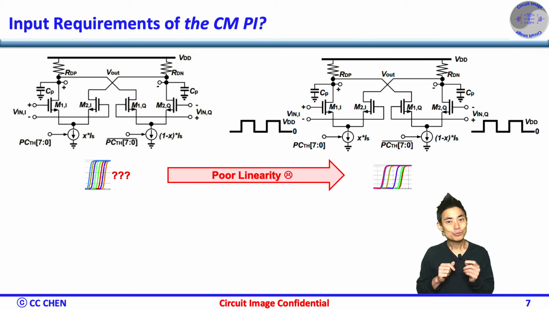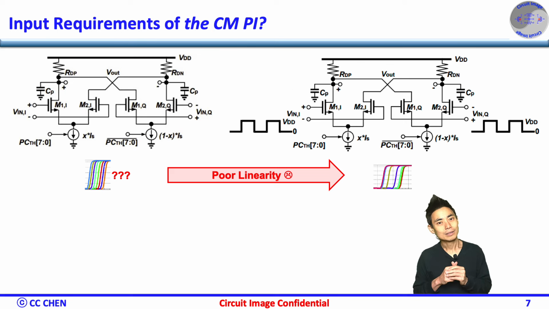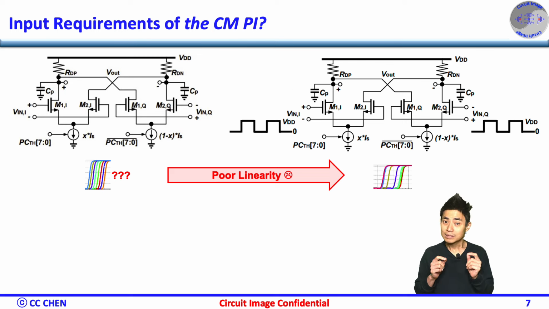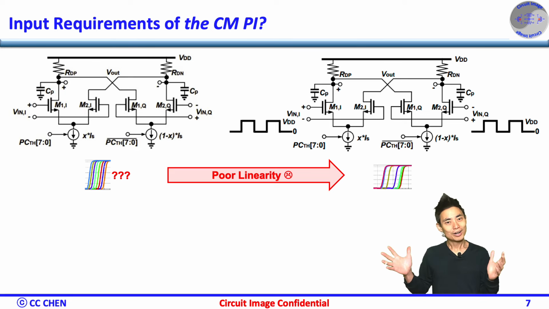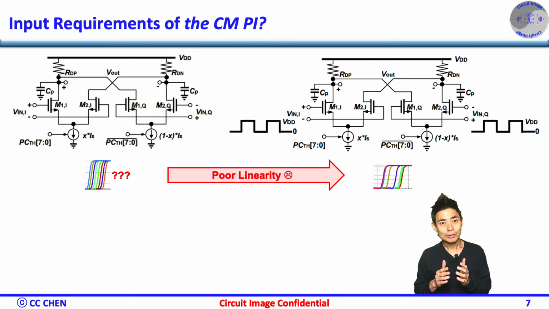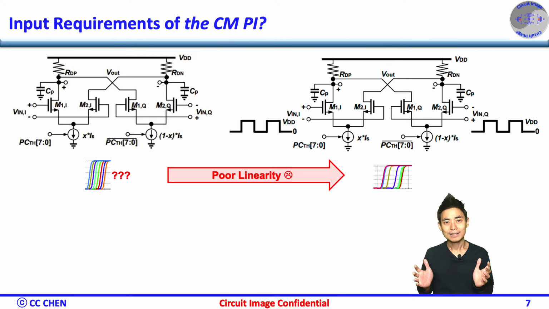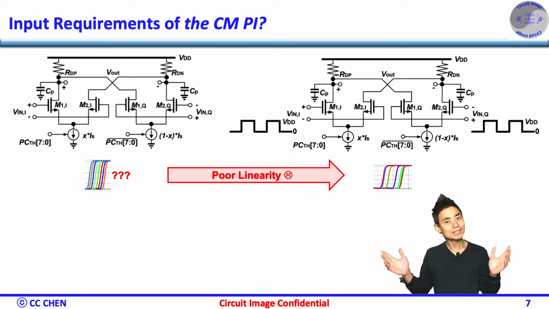Yes, last time we implied the input of the CML PI was a CML level. If that's not the CML level, but the CMOS level, is that working? Of course not. That doesn't work, since the CMOS level would assume a faster slew rate with the hot switching. Therefore, lots of unwanted harmonic tone will be generated through the mixing and showing at the output to degrade the linearity. Again, how do we improve the linearity?